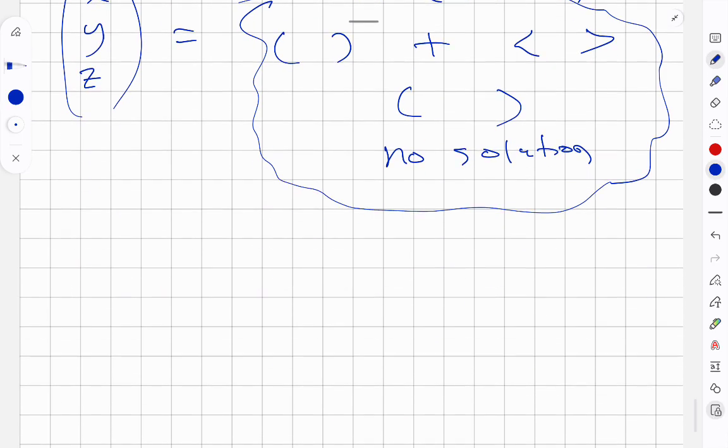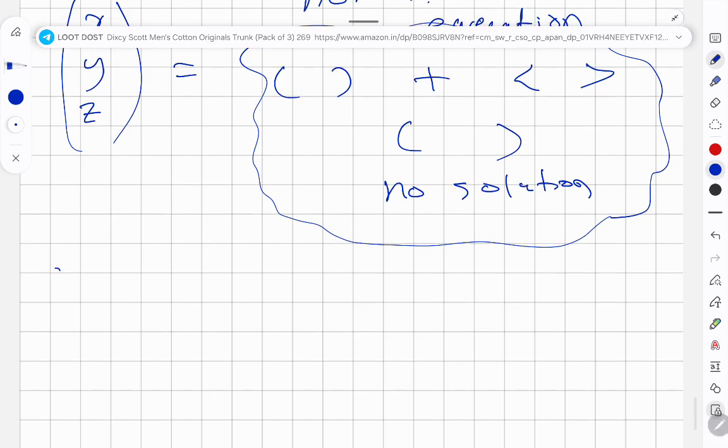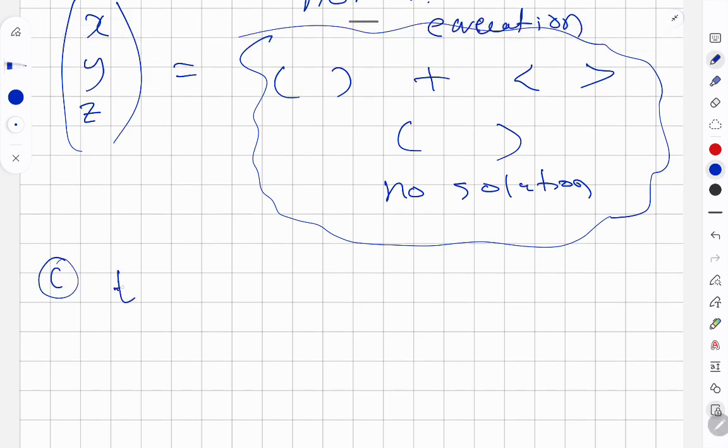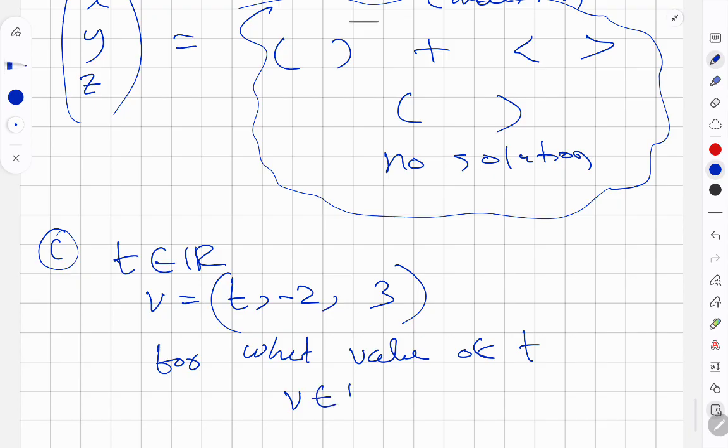Next question is, consider for t belongs to R, the vector v = (t, -2, 3). For what value of t will v belong to the image?